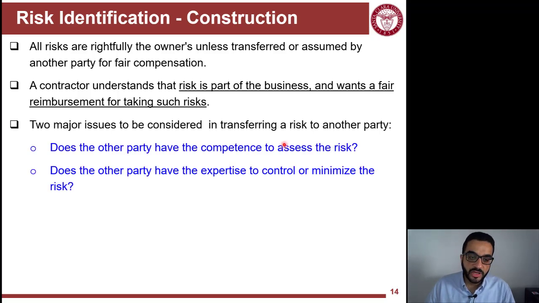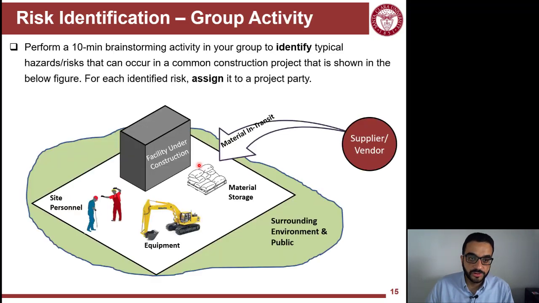So when you assign risks, you need to think about, does this party who will be assigned the risk is competent enough to assess the risk? And then, do they have the experience and the tools to control and minimize the impact and probability of such risk? So in class, when we meet, we'll have this brainstorming.